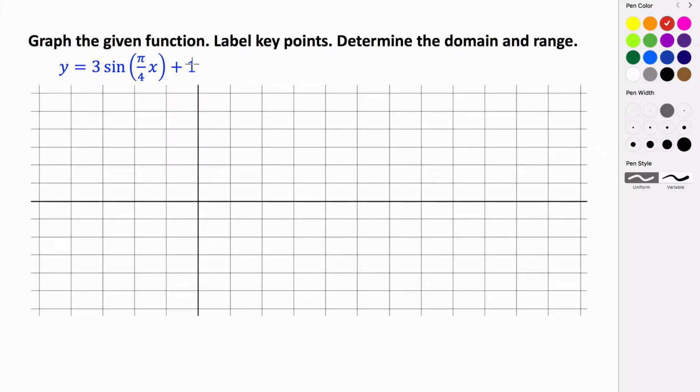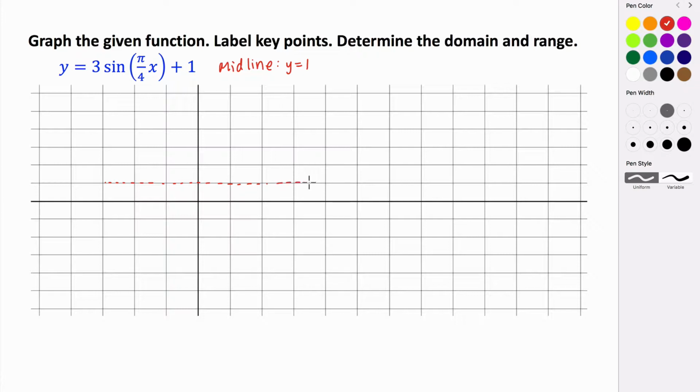So this plus 1 is going to shift our graph up 1 unit. Normally our midline for the sine function is at the x-axis, but now it's going to be at y equals 1. So our midline is going to have the equation y equals 1. So here at 1, we're going to have a new midline.